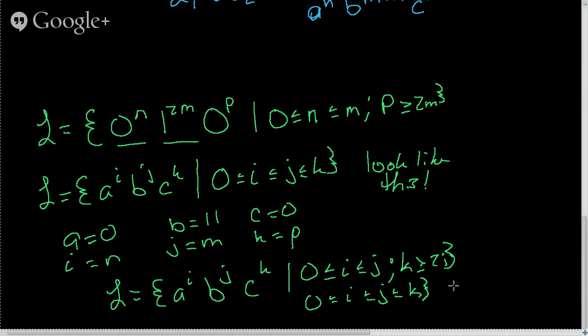And since Sipser proved that this language right here is not context-free, then you can say that because context-free languages are closed under substitution, I did some substitution and got this language that was not context-free, therefore there's no way this language could be context-free as well. Questions about that?